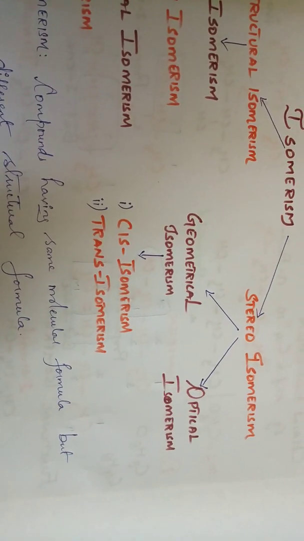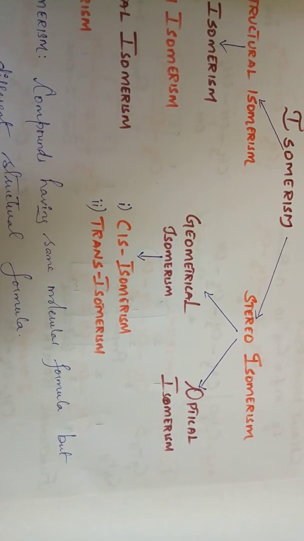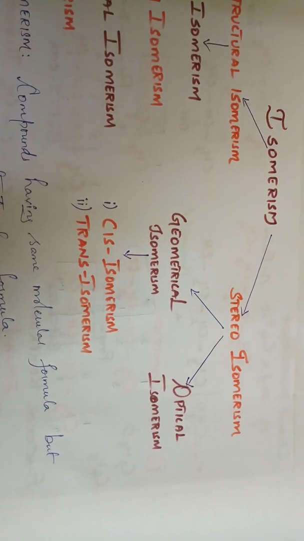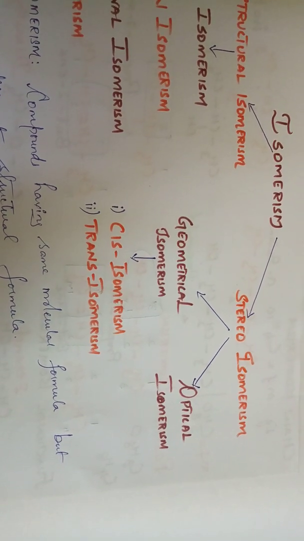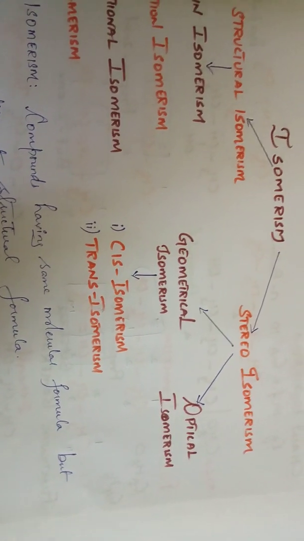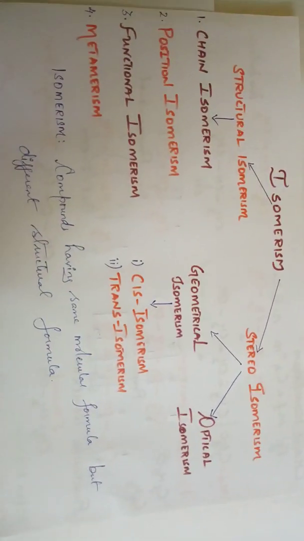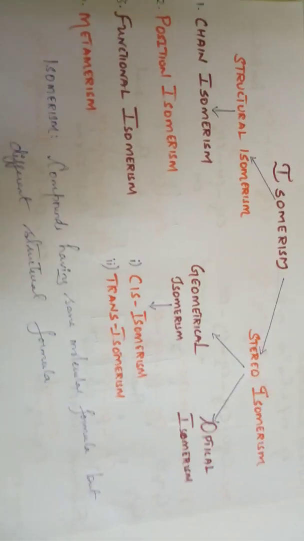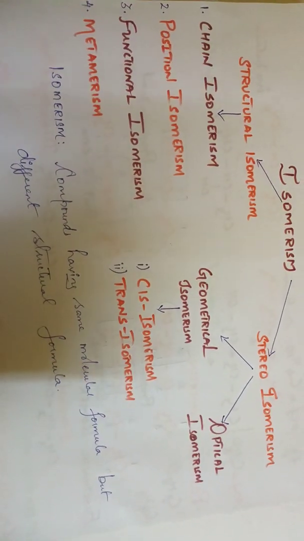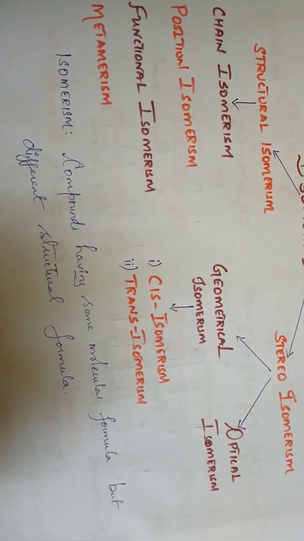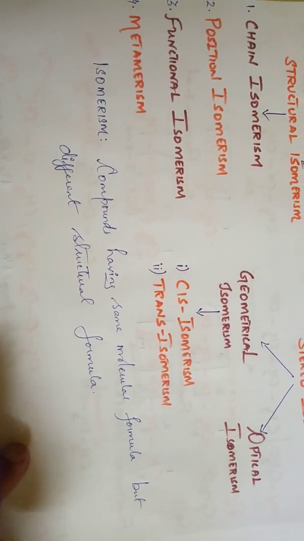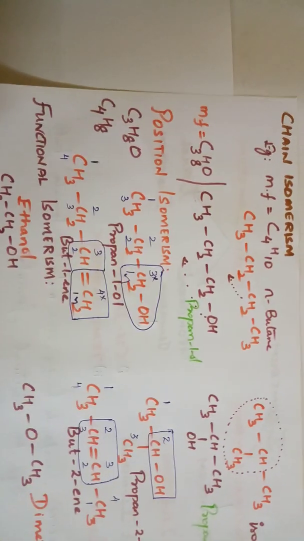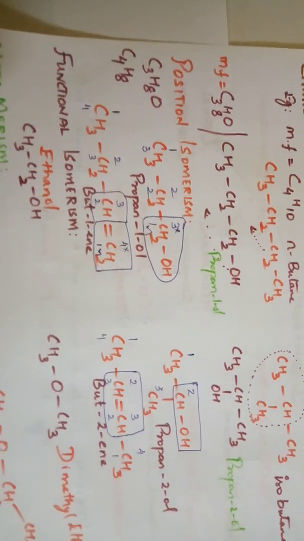As the word geometrical isomerism indicates, we can clearly explain it. Further, geometrical isomerism is classified into two major divisions: cis isomerism and trans isomerism. So this is how the flowchart of isomerism has been classified, and let me explain each and every isomerism with an example. Before going to the examples, we'll once again remind you of the definition: compounds having the same molecular formula but different structural formula is called isomerism. So here we go with the isomerism and its explanations with examples.